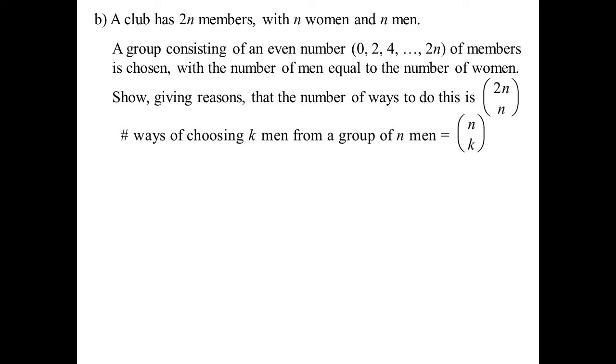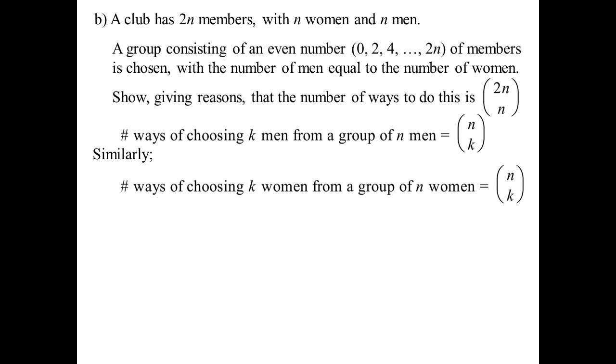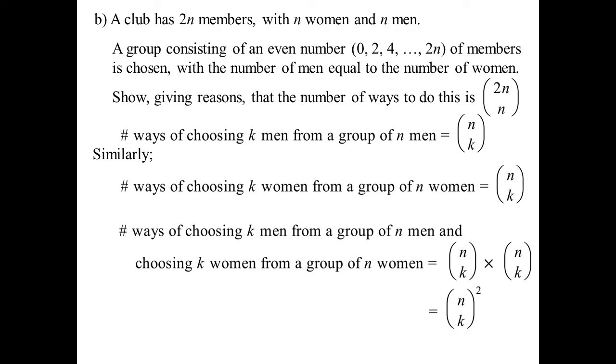Well, I know that the number of ways of choosing k men from a group of n men, because that's what we've got, n men to choose from, would be nCk. I know that to be true. And I also know the same would happen if I'm choosing k women from n women. That would also be nCk. So if both things have to happen, well then we would multiply that together, which is (nCk) squared. Not what they've asked me to show.